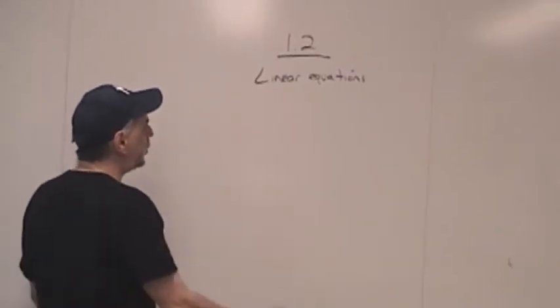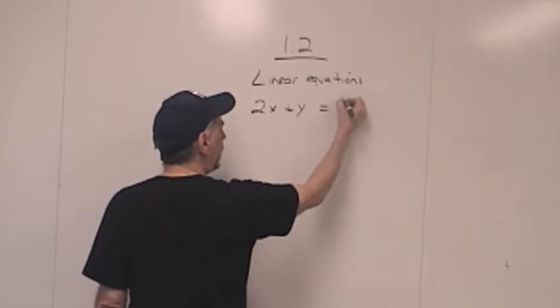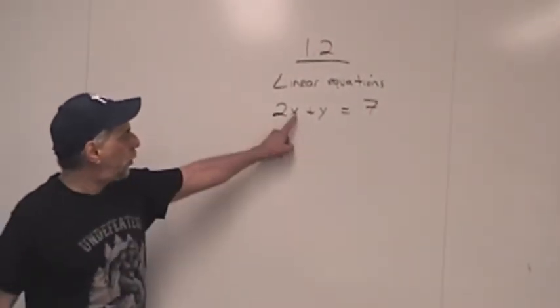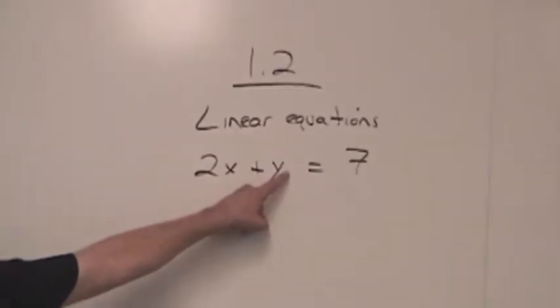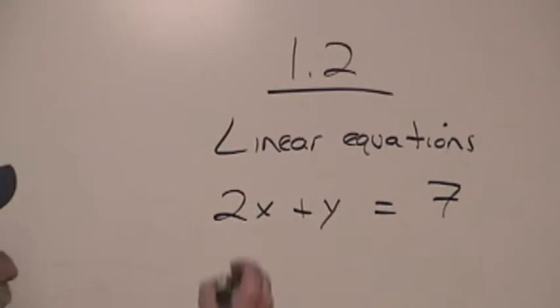Example of a linear equation. Anything that involves an x and a y, let's say, is a linear equation, and they're both raised to an exponent of 1. If the exponents on the x or y are anything other than 1, then it's not a linear equation.